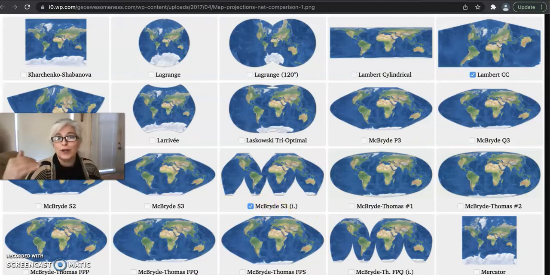So, okay, we're going to look at maps again in another video and talk about distortions some more and how they shape our concept of place and space and interaction.